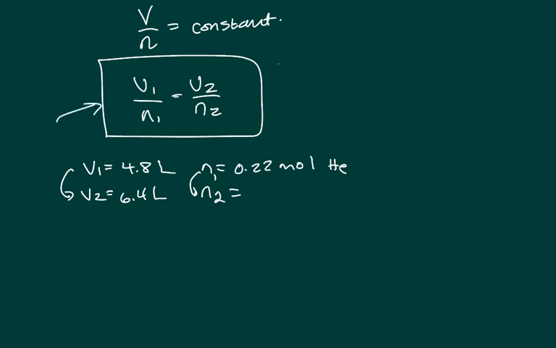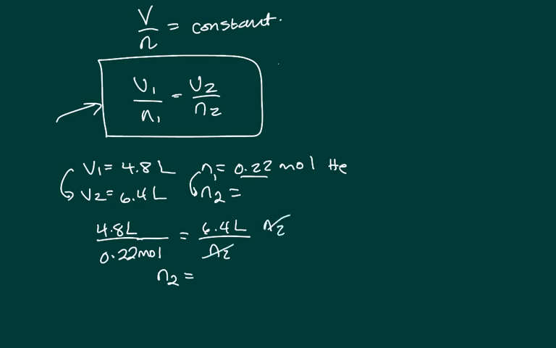So let's use this equation. V1, 4.8 liters, over N1, 0.22 moles. And we have V2, that is 6.4 liters, and N2, which is unknown. That would be our final number of moles. Okay, so here to solve for this, you can algebraically multiply both sides, and then move this to the other side by multiplying by its reciprocal.